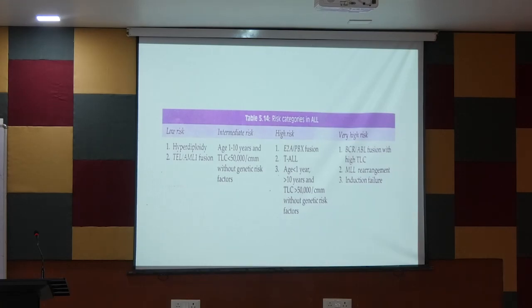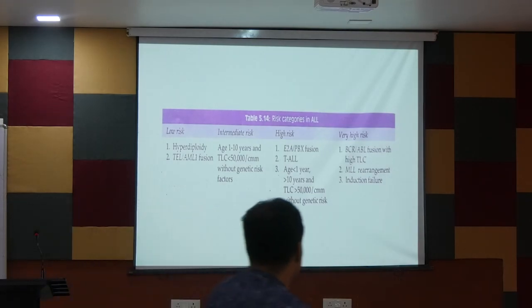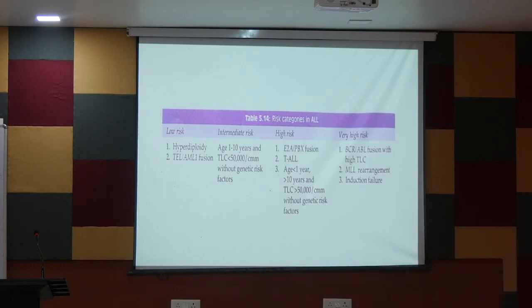So coming to the risk categories in ALL, we have stratified it into low risk, intermediate risk, high risk, and very high risk. Low risk is hyperploidy, more than 50 chromosomes, and TEL-AML1 fusion, which means it falls in the good prognostic category.